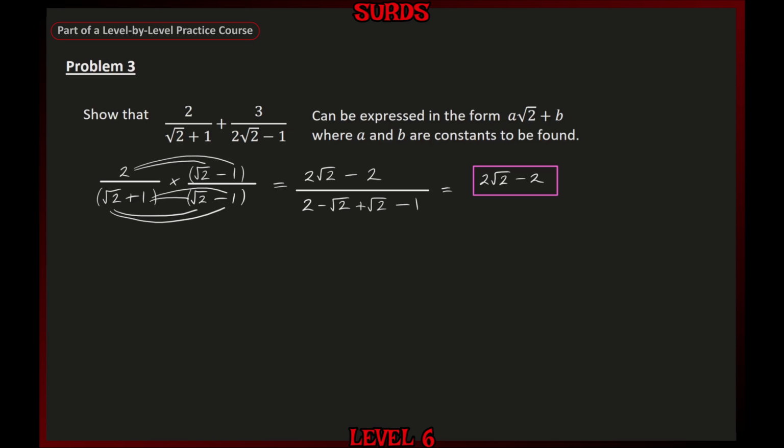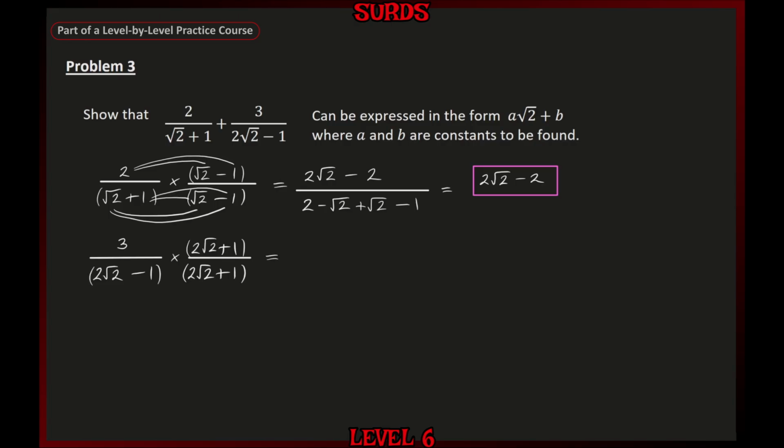Moving on to our second fraction, we have 3 over 2 root 2 minus 1, and we're going to do this in a very similar way. So we're going to multiply the top and bottom of this fraction by the conjugate of 2 root 2 minus 1, which is 2 root 2 plus 1. Put each of these into a bracket, expand and simplify.